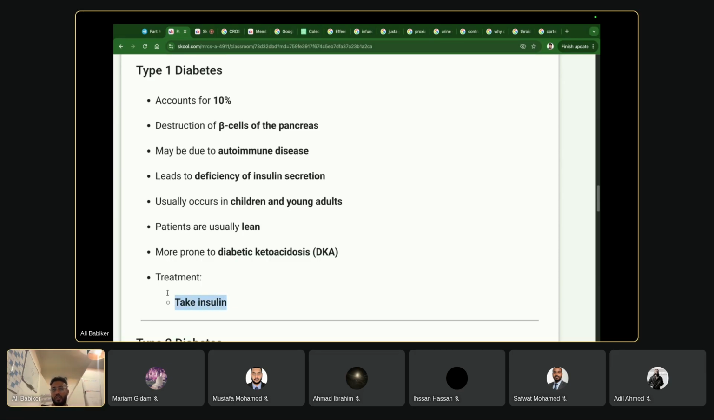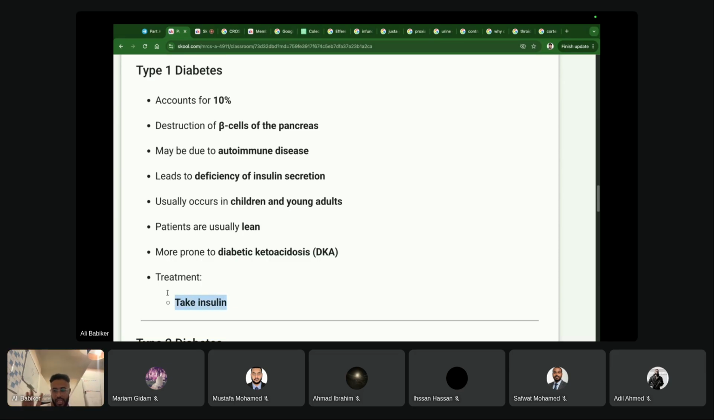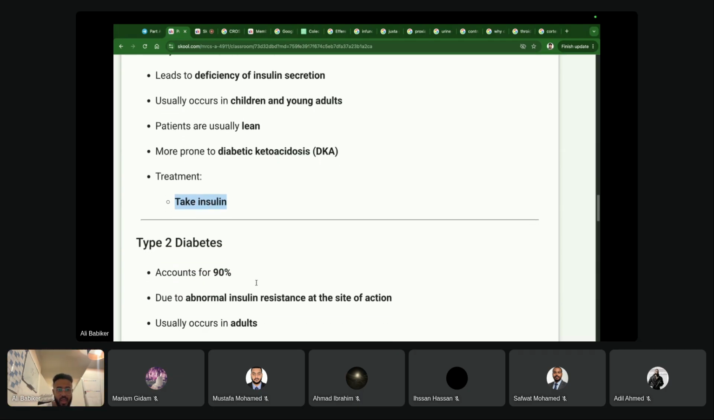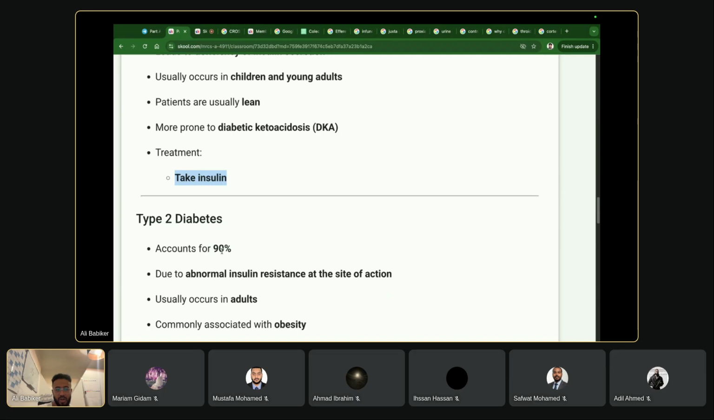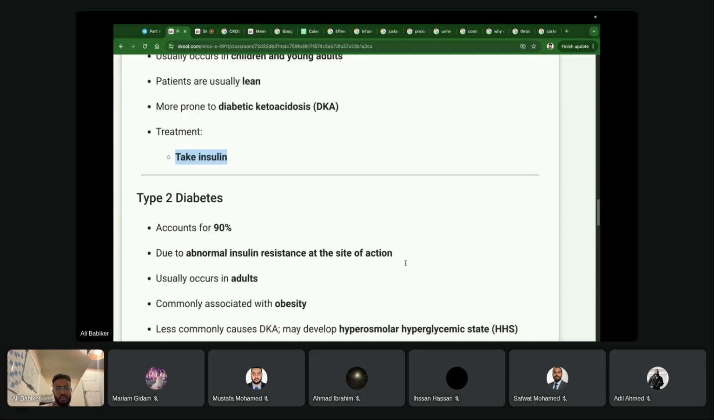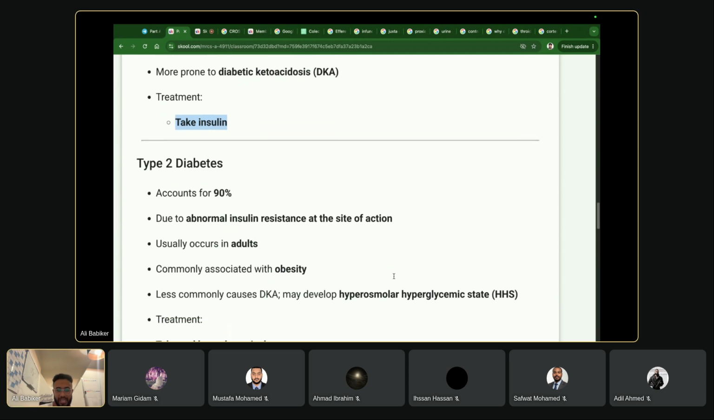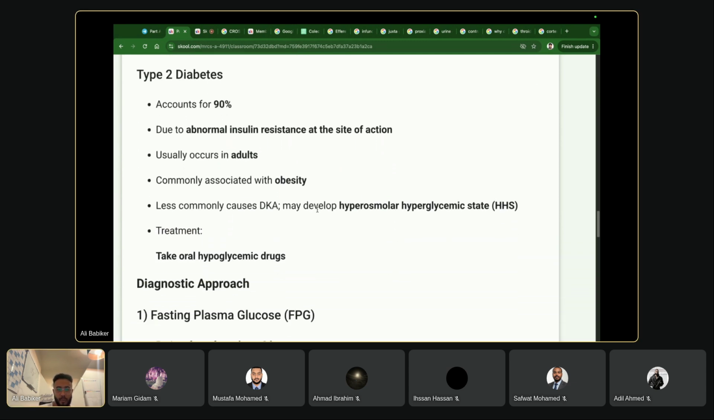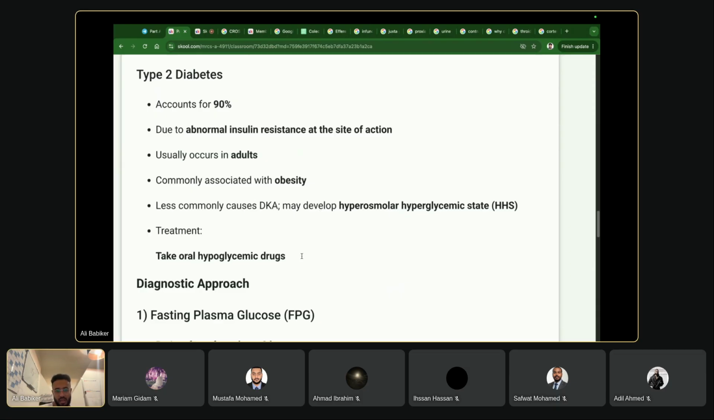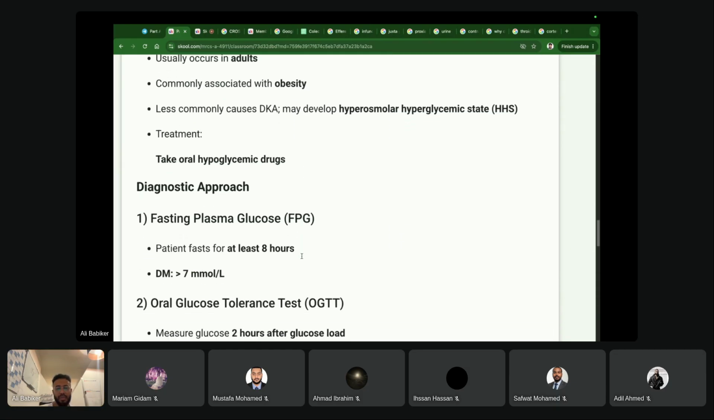Then there's a new trend of not taking insulin and following a special diet system. That's wrong. Type 2 diabetes accounts for 90%, due to abnormal insulin resistance at the site of action. Usually occurs in adults, commonly associated with obesity. Less common cause of DKA. Okay? All right.